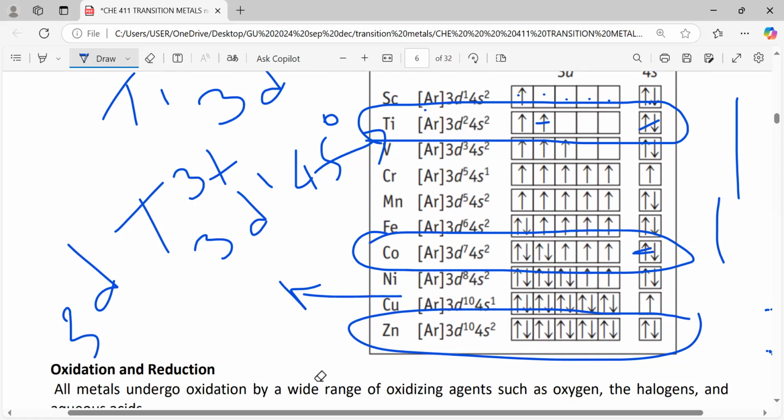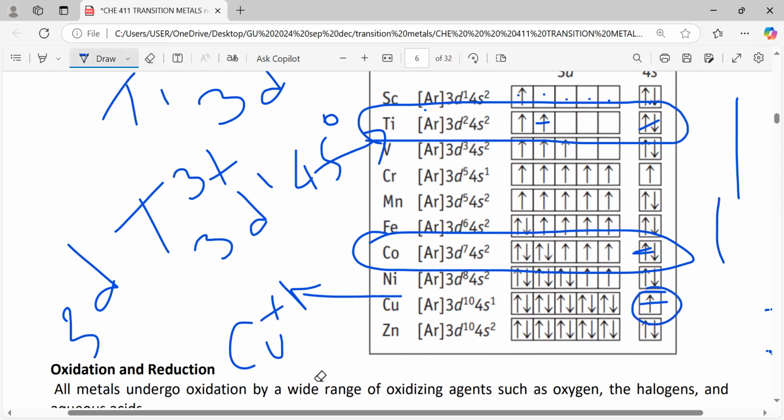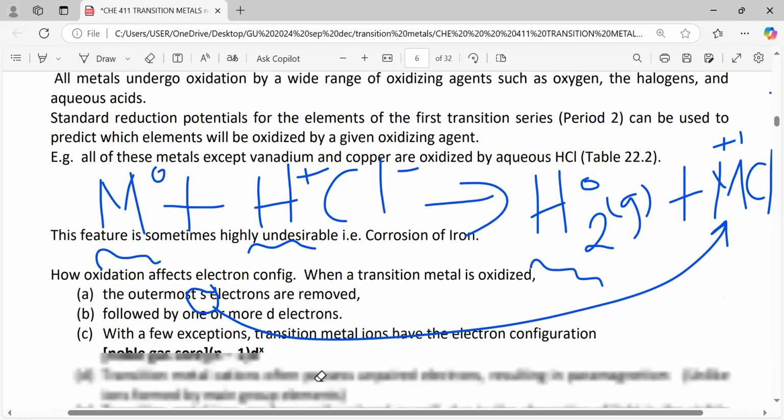What about copper 2+? It will lose this one and lose one there. That will be my copper 2+. Copper 1+ will just lose one electron, which is this one here. It will lose only that one. And therefore copper 1+ will be d10 4s0, and so on. So it's very easy for us to be able to write electron configurations of transition metal ions.